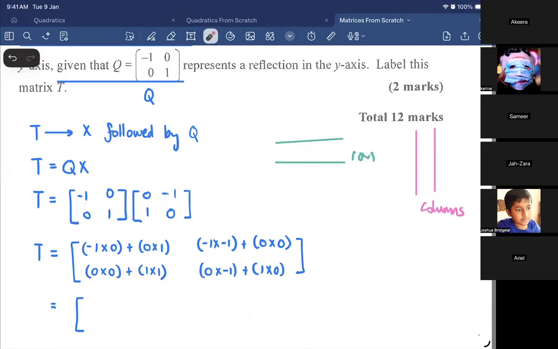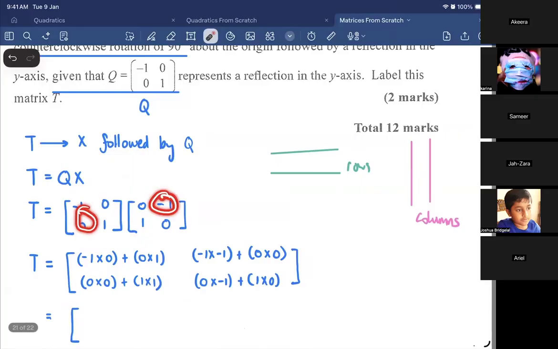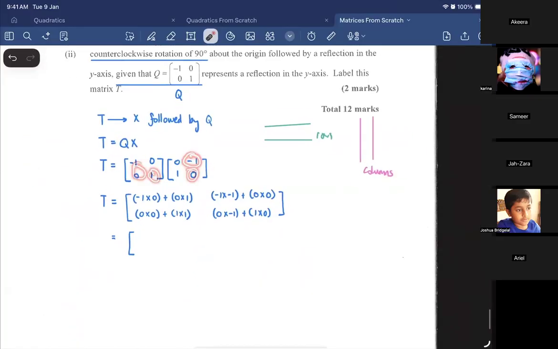So you do that for this column, and are there any other columns here? Yes, sir, there's another column. Right, so you're going to repeat the same process. The first here by the first here, plus the second here by the second here. Then 0 by -1 plus 1 by 0.